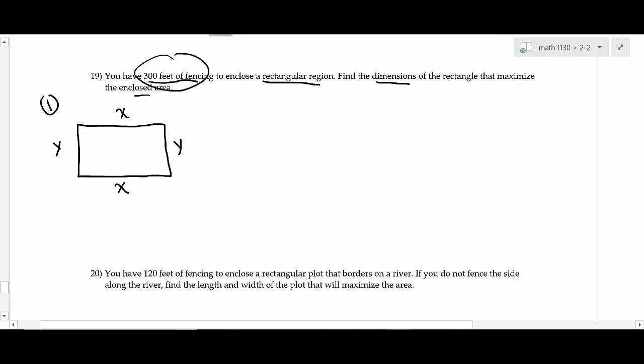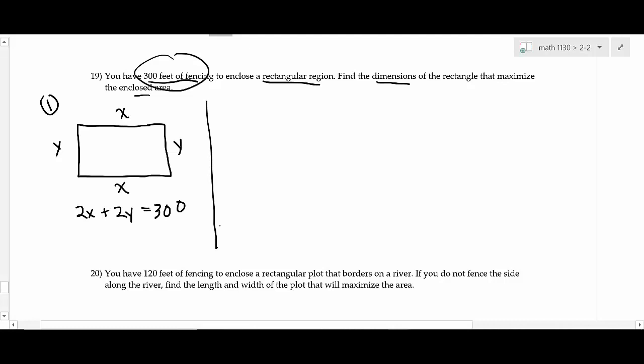So if there's 300 feet of fencing, what would be an equation that would relate that 300 to my sides? 2x plus 2y equals 300, because you're doing the perimeter, right? If you have a total of 300 feet of fencing, then you have the perimeter, which is 2x plus 2y equals 300. That's how you want to start the problem, by getting an equation that represents that first sentence.